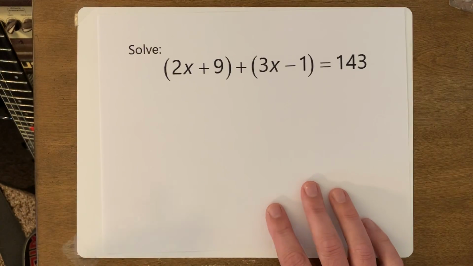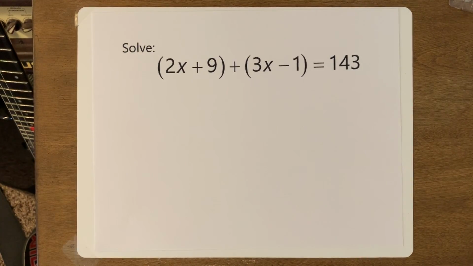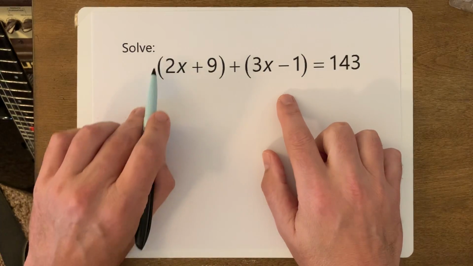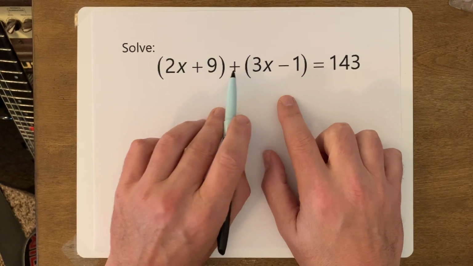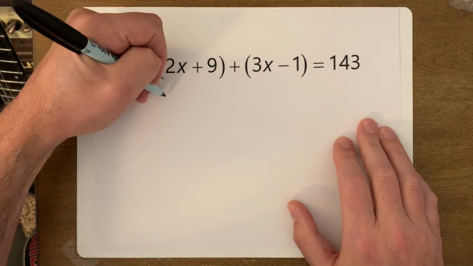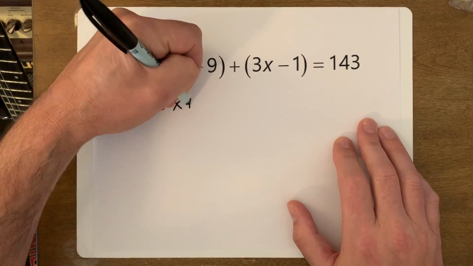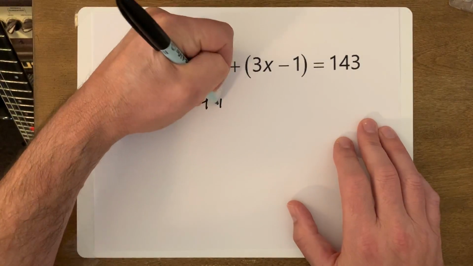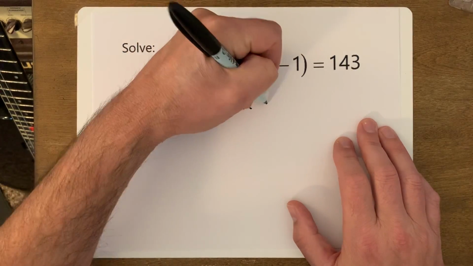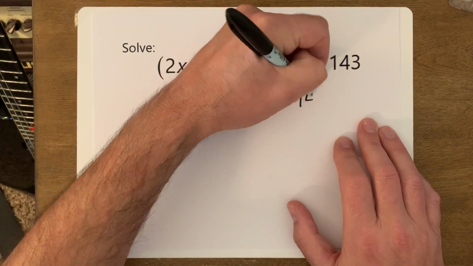Okay, this one, we've got a couple parentheses on the left side. And so since there's just a 1 here, there's just a 1 there, and they are added, I am allowed to take the parentheses away and just write 2x plus 9 plus 3x minus 1 equals 143.